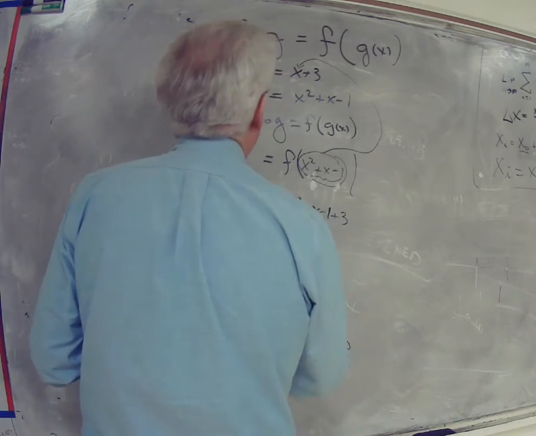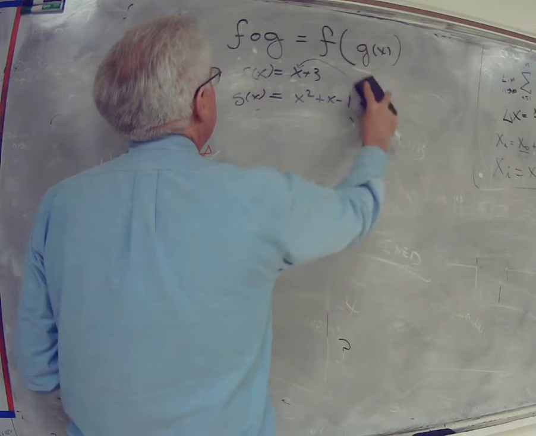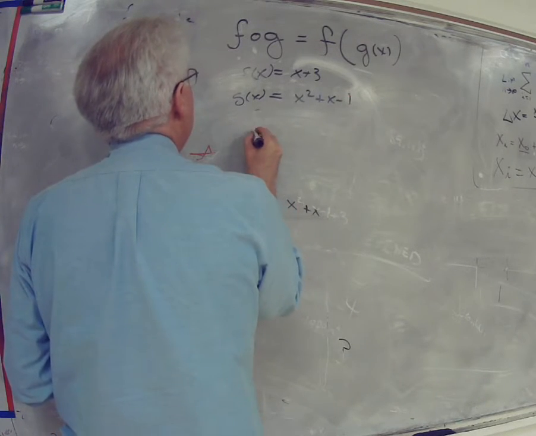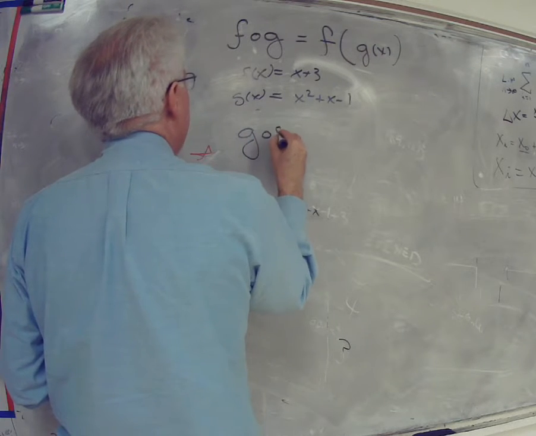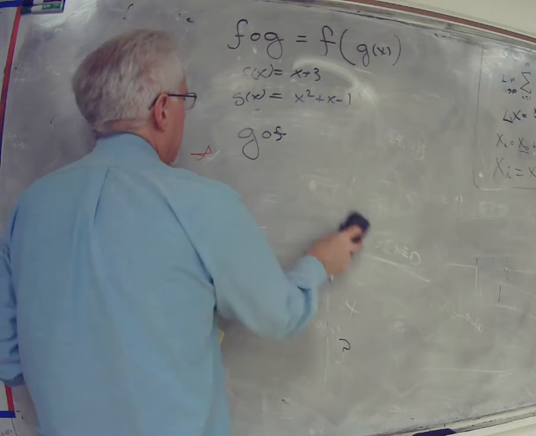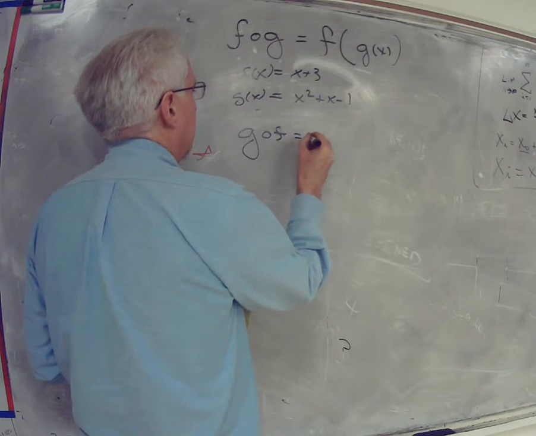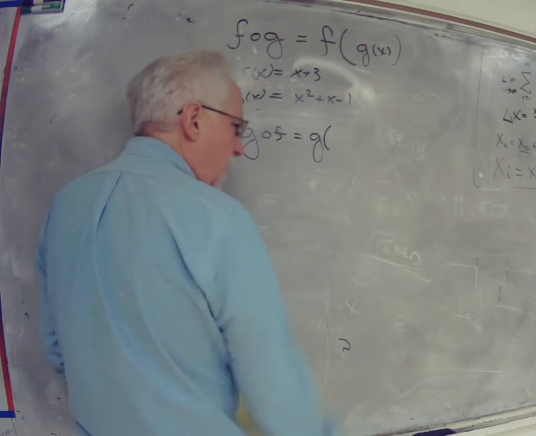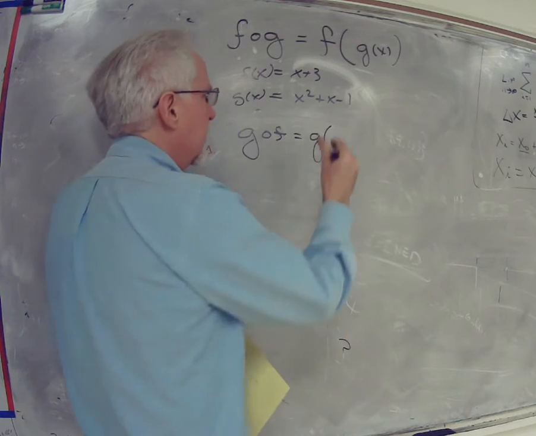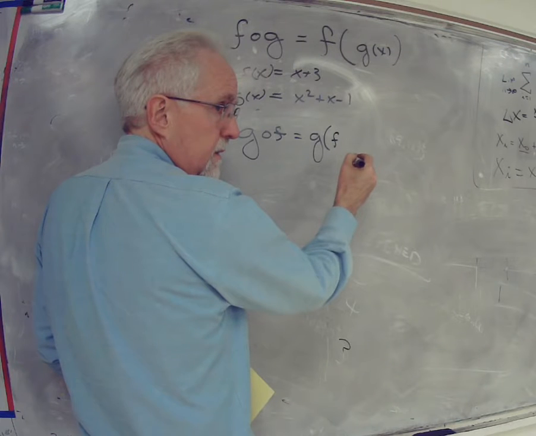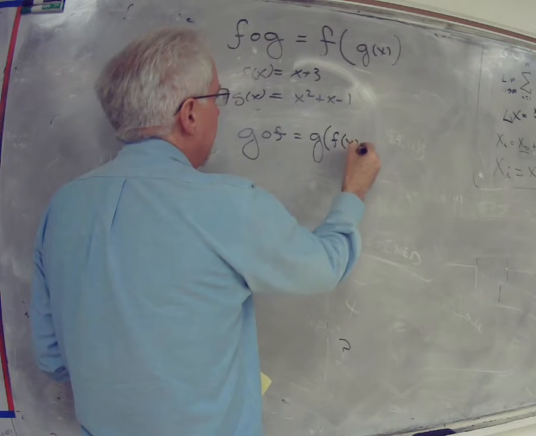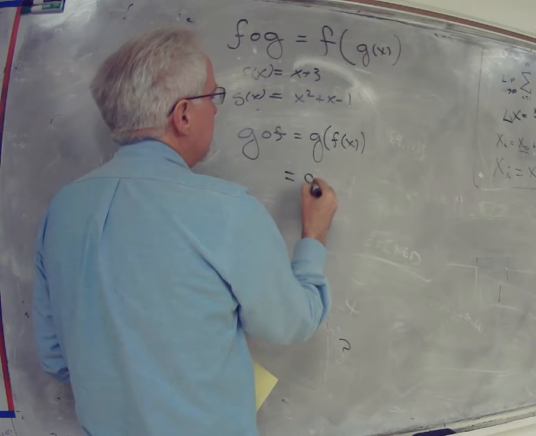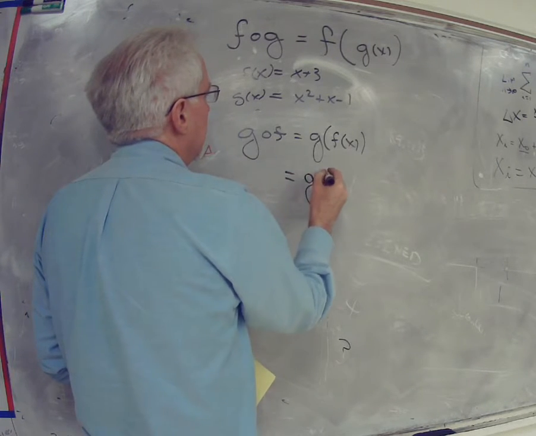How about this? Levi, I want you to do g composite f. What would that be? You always write g of f of x. Now don't skip this step. What is the step, Levi? It's g of what? x plus 3.